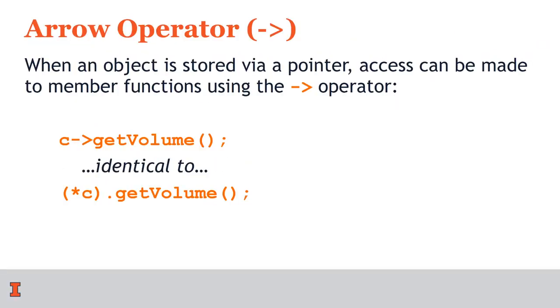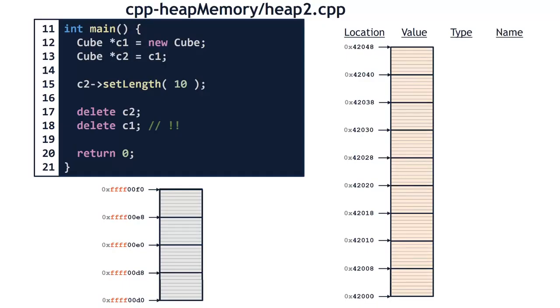We can say for our cube, for example, C, arrow, whatever we want. This is identical to this kind of crazy syntax of saying we're going to dereference the value of C and then use the dot operator to get at getVolume. Instead, we have the C with an arrow operator, which allows us to dereference C directly and get right to the member functions. So let's look at one more piece of code.